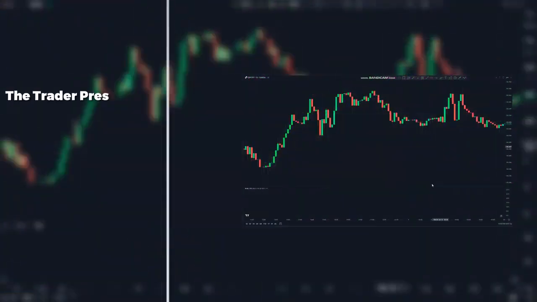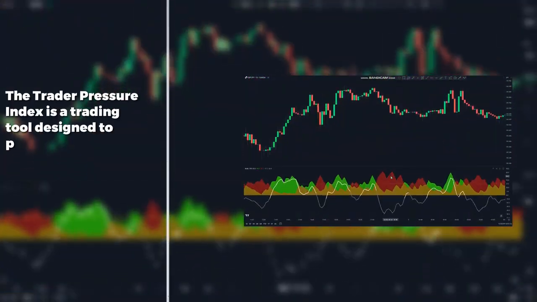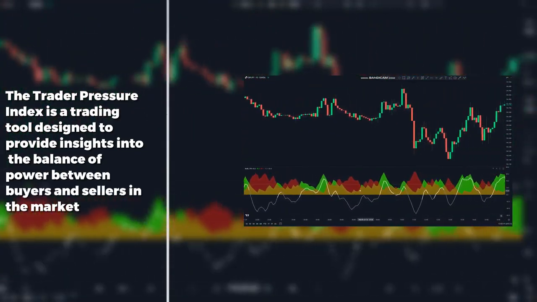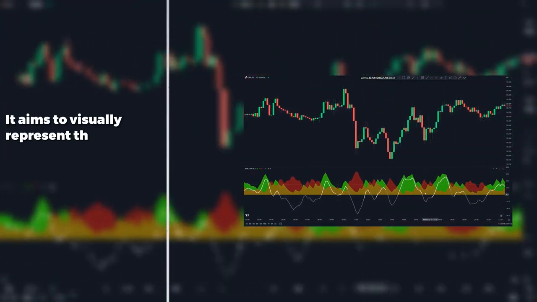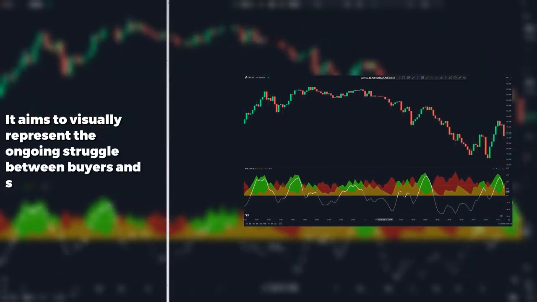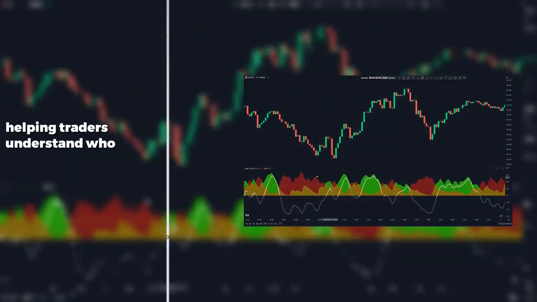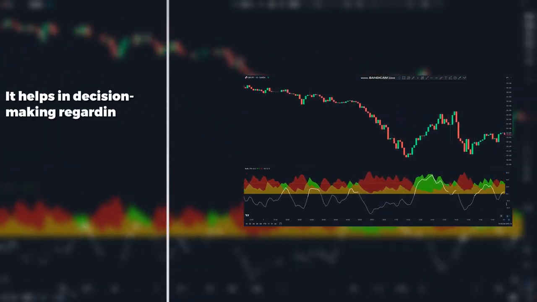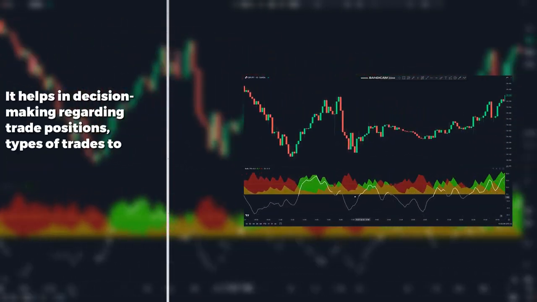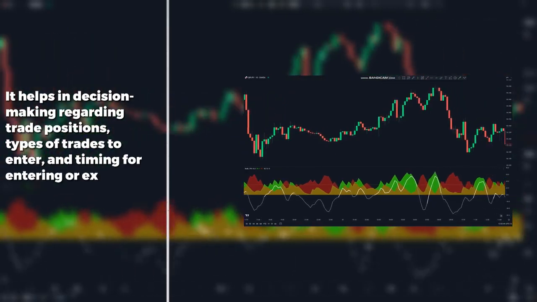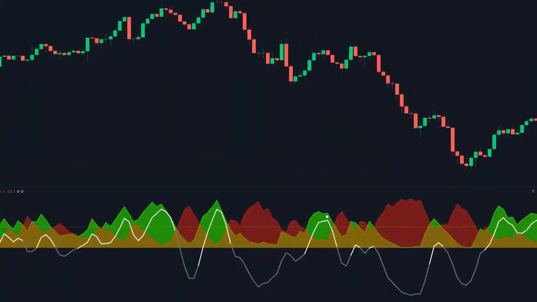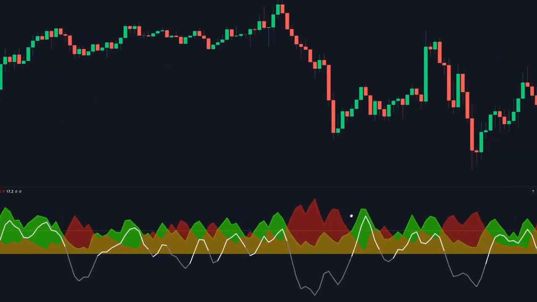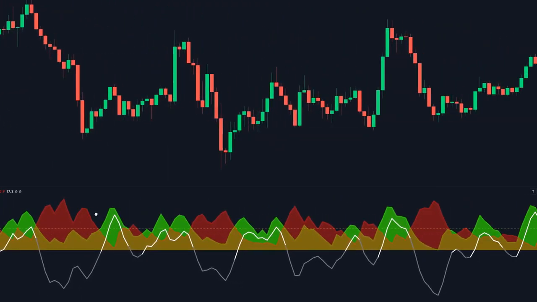The Trader Pressure Index is a trading tool designed to provide insights into the balance of power between buyers and sellers in the market. It aims to visually represent the ongoing struggle between buyers and sellers, helping traders understand who is in control of the price action. It helps in decision-making regarding trade positions, types of trades to enter, and timing for entering or exiting positions. Next, we will explore how we can use this indicator to trade. But before that, let's take a look at this indicator's components.